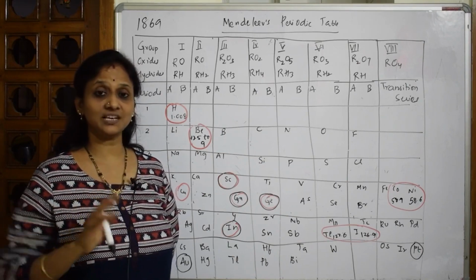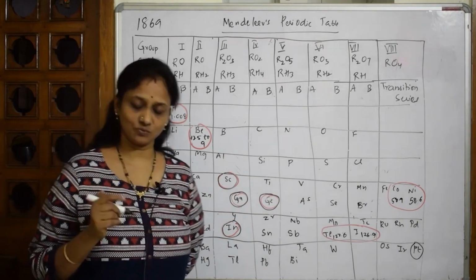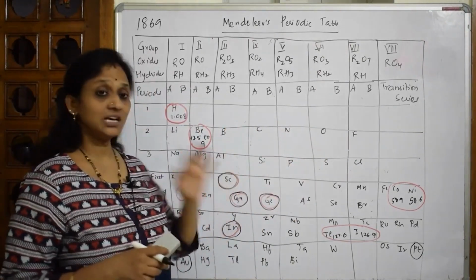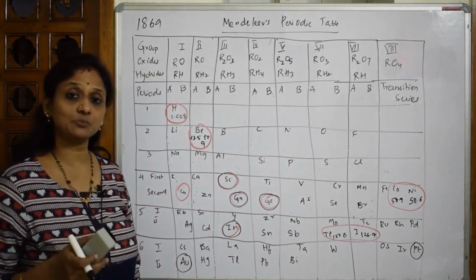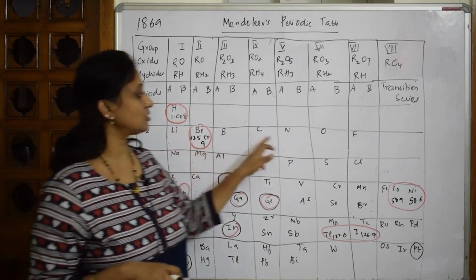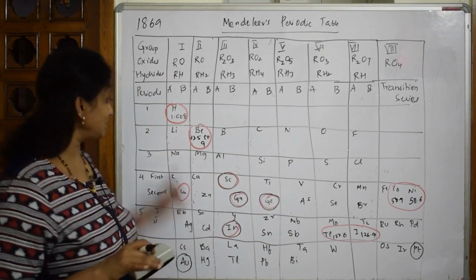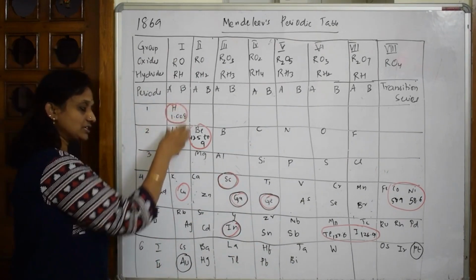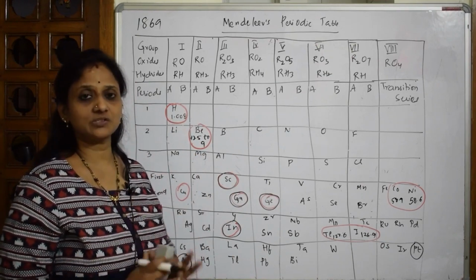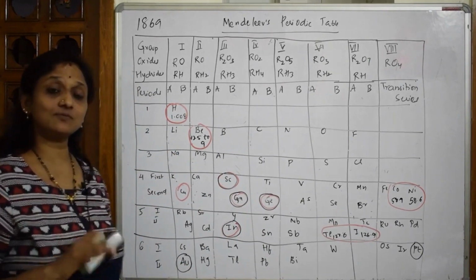Remember that once again: properties of the elements are the periodic function of the atomic masses. In normal words, whenever elements are arranged in the increasing order of their atomic weights, the elements with similar physical and chemical properties follow periodicity and fall in the same column. So Mendeleev depended on the atomic weights only. Remember that.